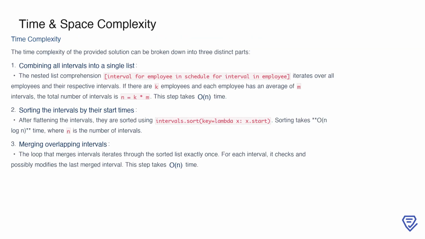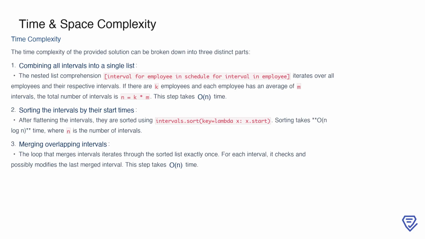To analyze the time complexity of the solution, we can break it down into three main parts. First, we combine all the intervals from the given employee schedules into a single list. This is done using a nested list comprehension, where we iterate through every employee and their respective intervals. If there are k employees and each has an average of m intervals, the total number of intervals becomes n equals k * m. This step takes O(n) time, as we are simply iterating through all intervals.